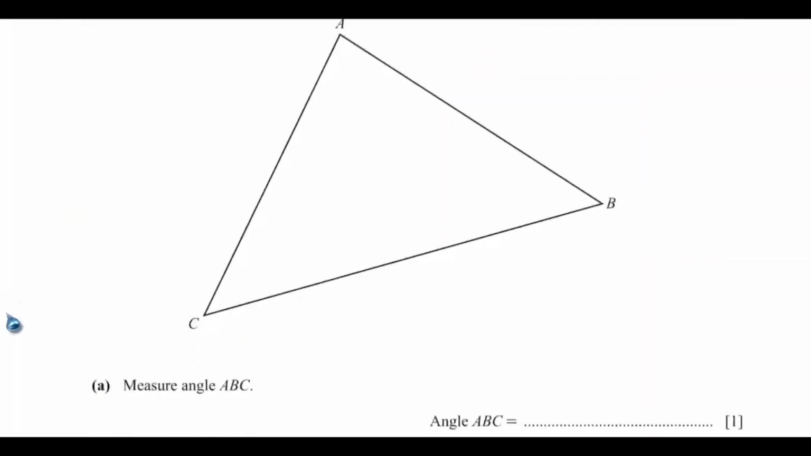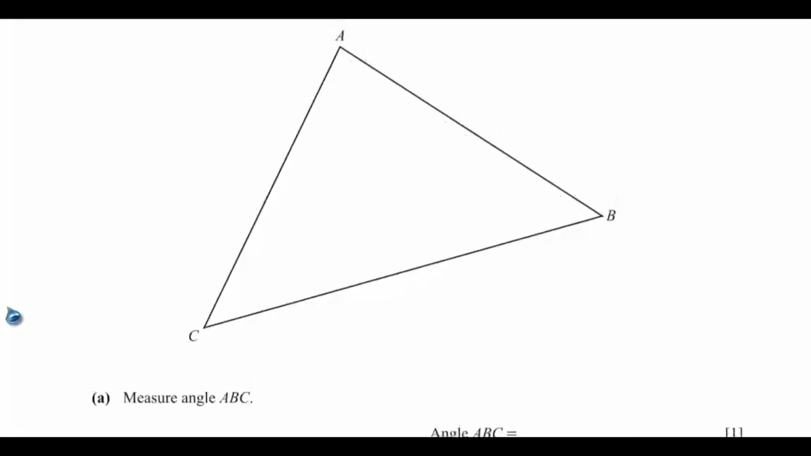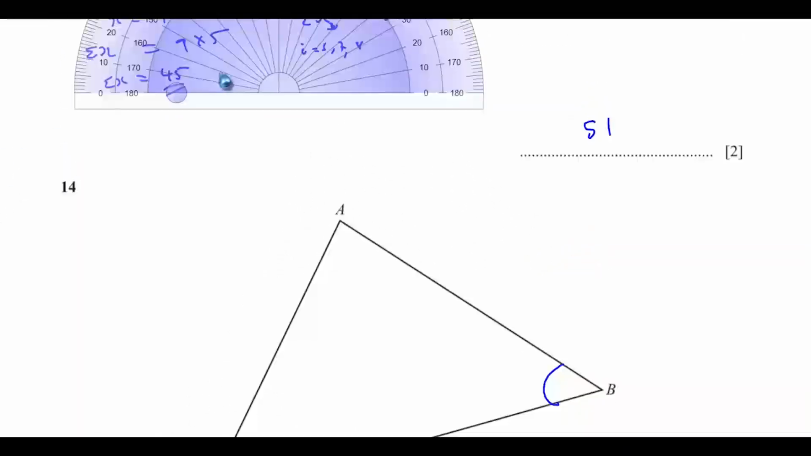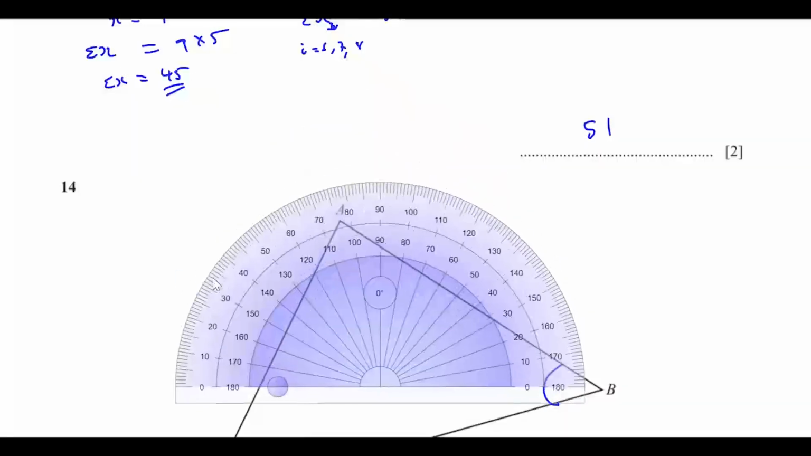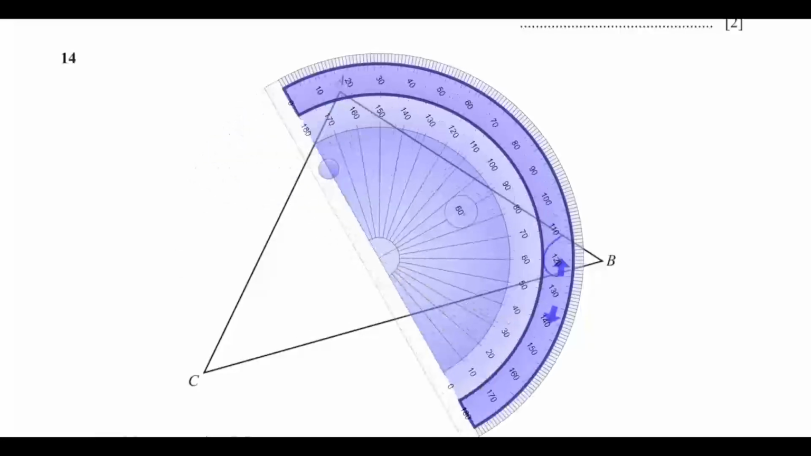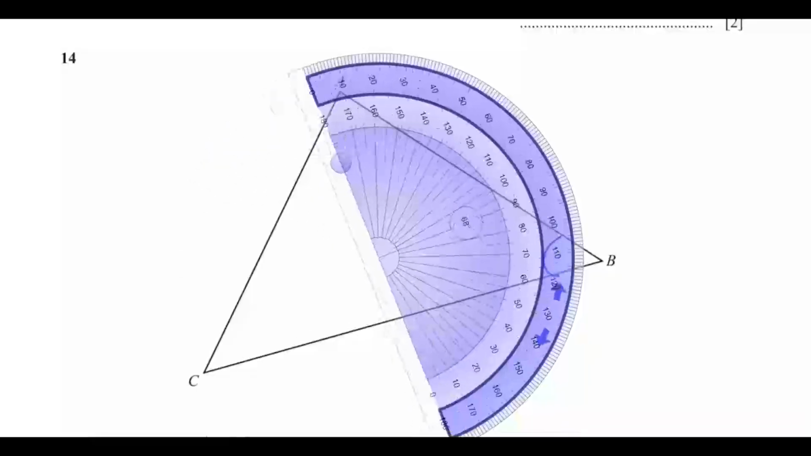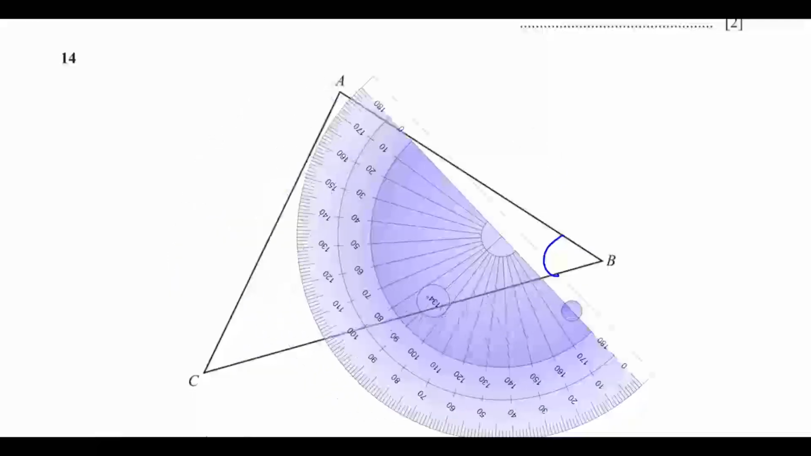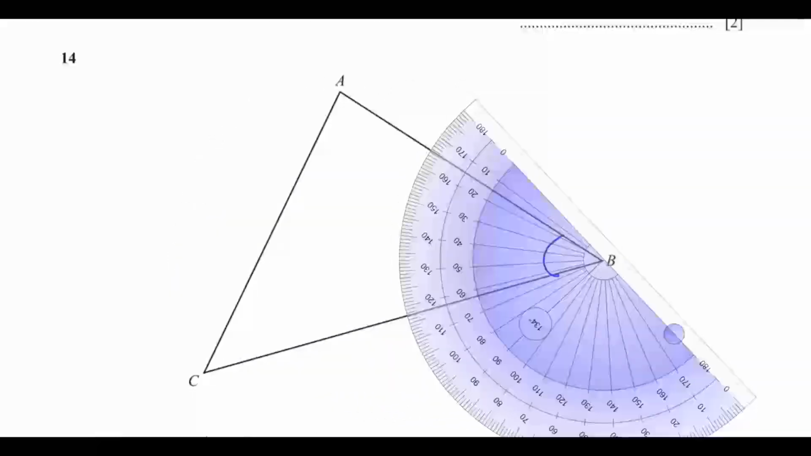Question 14. Measure angle ABC. So this angle here. We need to use the protractor. So let's pick the protractor. Scroll up. It's here. So let's turn this around. Can do it like this. Good. So center at point B.